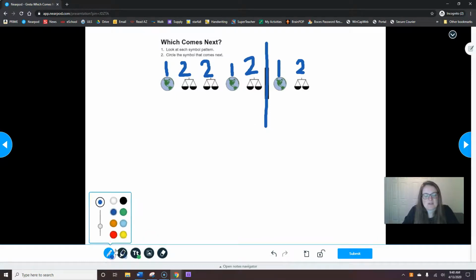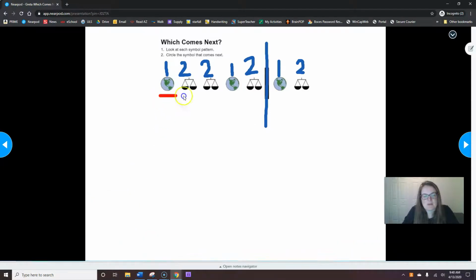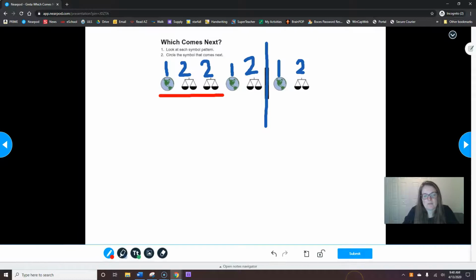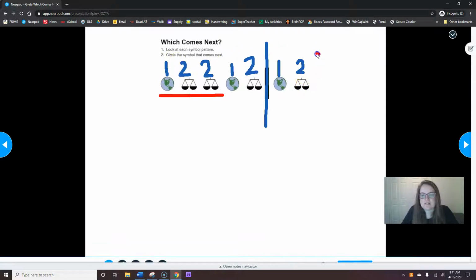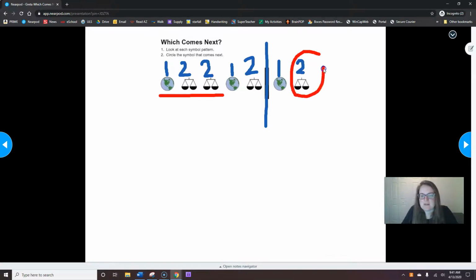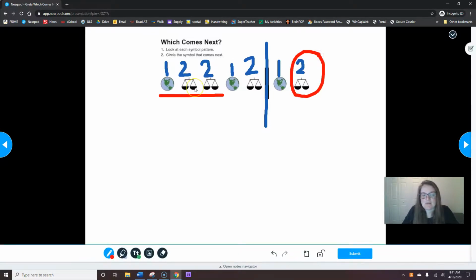So now we have to see if we can find our pattern. Okay, so I'm going to show you the beginning part of the pattern. 1, 2, 2. Okay, so our pattern goes 1, 2, 2, 1, 2. We have to think of what comes after that. Ready? Let's see if you can say it with me. 1, 2, 2. 1, 2, 2. Oh, it's a 2. Let's read it and make sure it makes sense. I hope you do it with me. 1, 2, 2. 1, 2, 2. When you're done circling 2, hit submit.